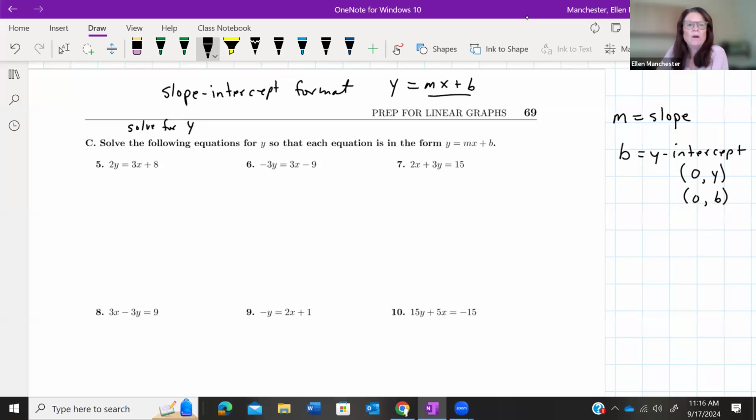So remember, we want y by itself. This number 5 shows 2 times y. So how do I get rid of that times 2? I divide by 2. So the technique is I am dividing every single term by whatever's next to the y. So that cancels that. So I end up with y equals 3 over 2x plus, and then 8 divided by 2 is 4.